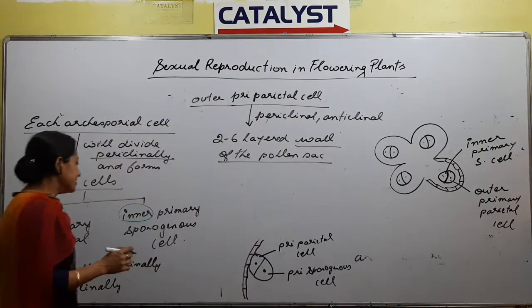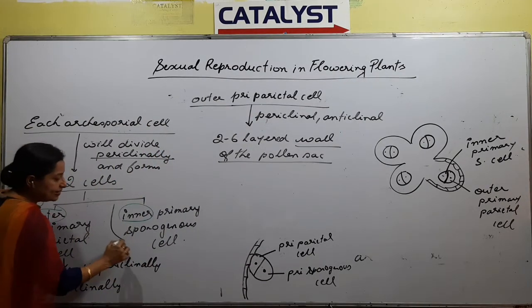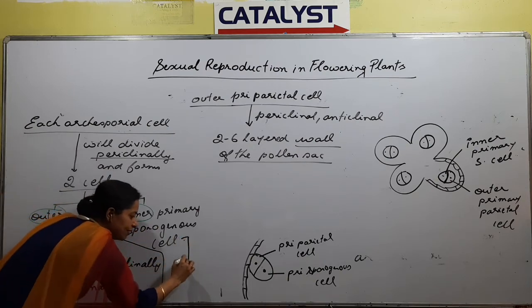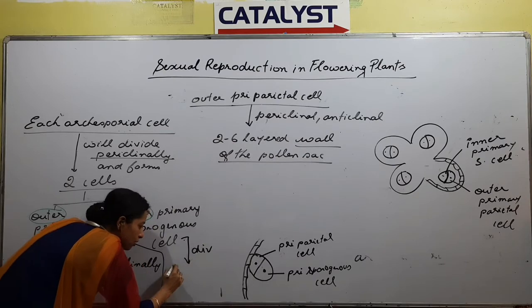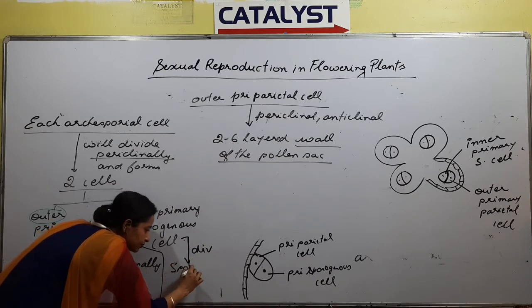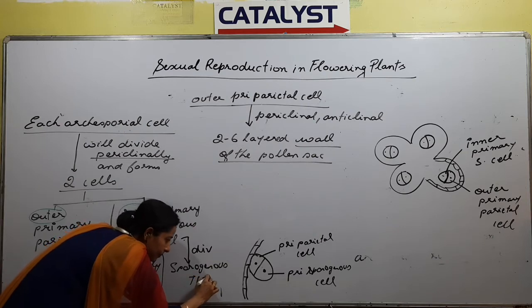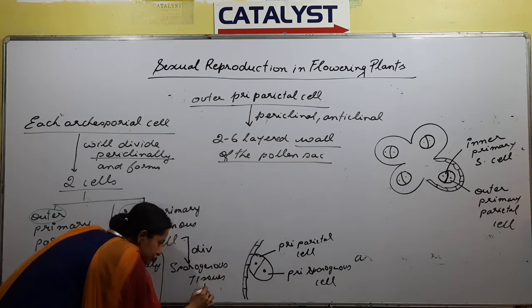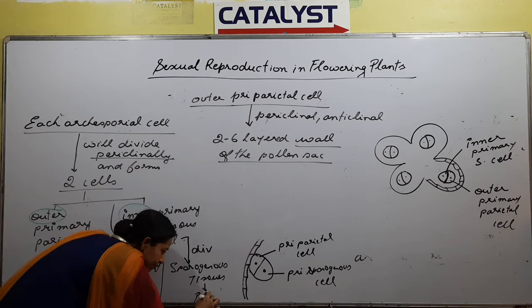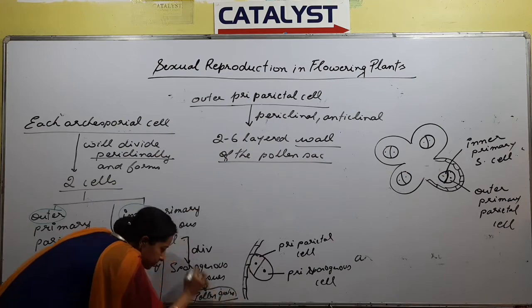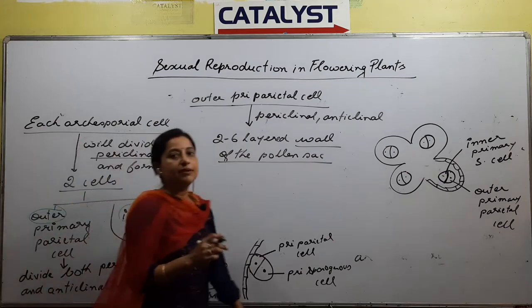Similarly, we have to talk about this inner sporogenous cell also. The inner sporogenous cell will divide to form sporogenous tissues. And the sporogenous tissues ultimately give us what? Pollen grains. Right? Does anyone have any doubts?